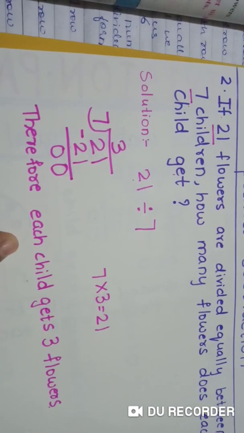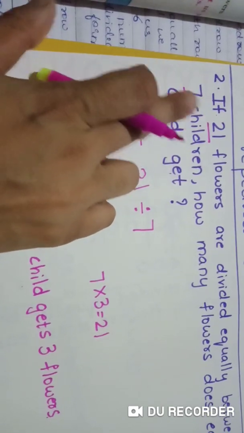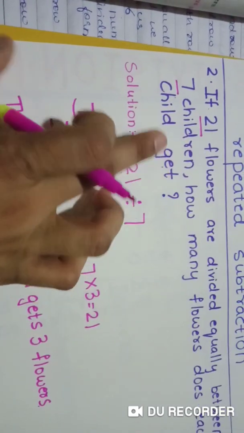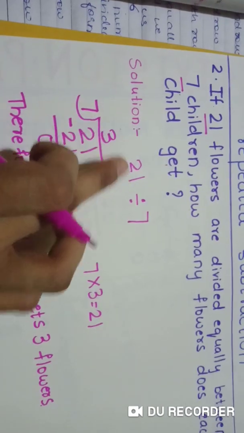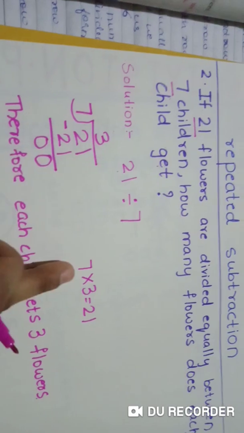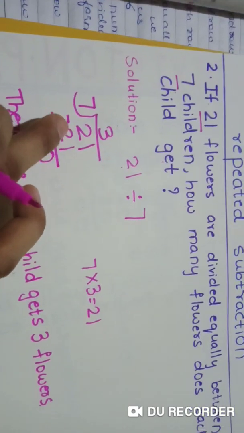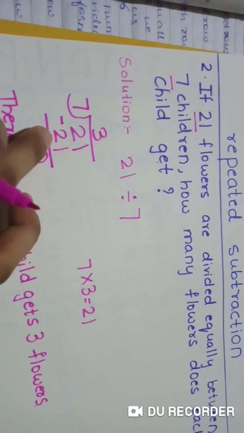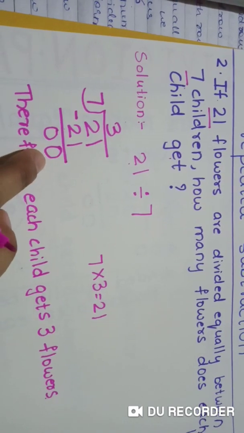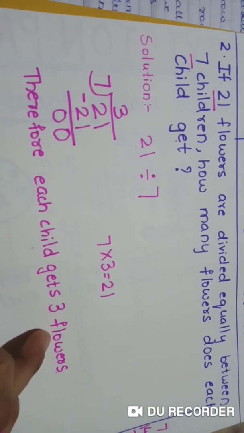Have you all understood? There were a total of 21 flowers and 21 flowers were divided between 7 children. We have to find how many flowers each child gets. Therefore, what we did here is 21 divided by 7. 7 threes are 21. Therefore, in the quotient place will come 3 and 21 goes down here. And 21 will be subtracted from 21. Therefore, what will remain here is 0. Therefore, each child will get how many flowers? 3 flowers.